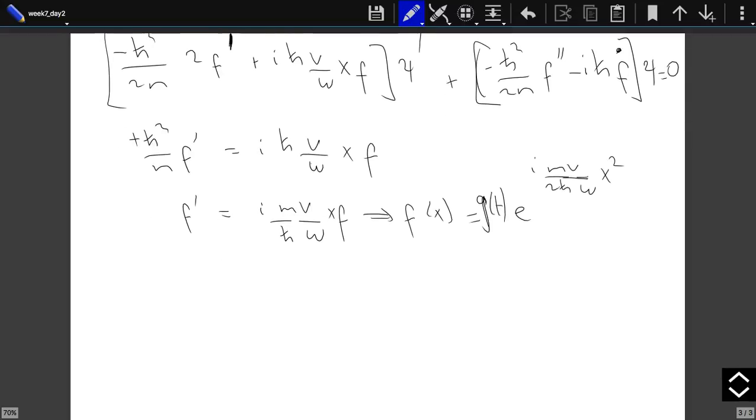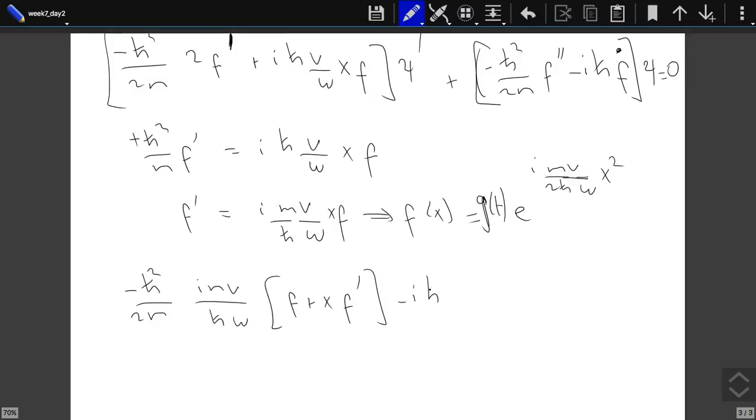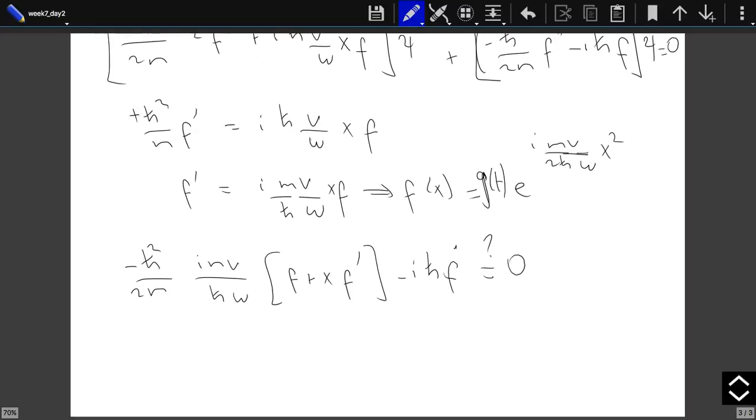So let's see, minus h bar squared over 2m. Now I need the f double prime. I will just use the f prime. F prime is i mv over h bar omega times f plus x f prime. This is f double prime. Minus i h bar f dot. Is this equal to 0? Can this be equal to 0? Well, we know what f dot is.